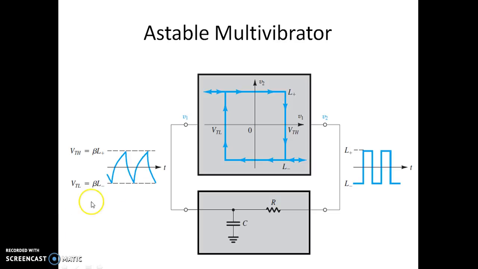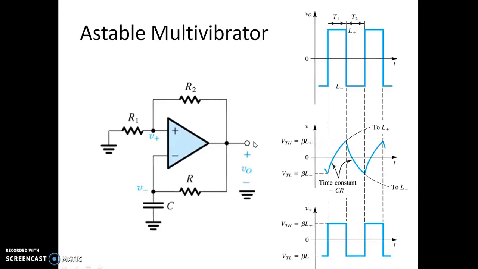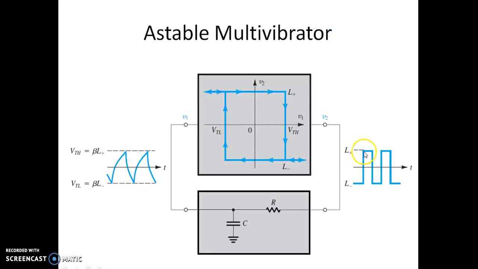Now, as you can see here, we have a Schmitt trigger-like circuit, and we have a capacitor charging and discharging feedback path. The Schmitt trigger output is always going between plus Vsat and minus Vsat, and this capacitor is charged towards plus VCC and minus VCC. This is how the capacitor is charging towards plus VCC and towards minus VCC.